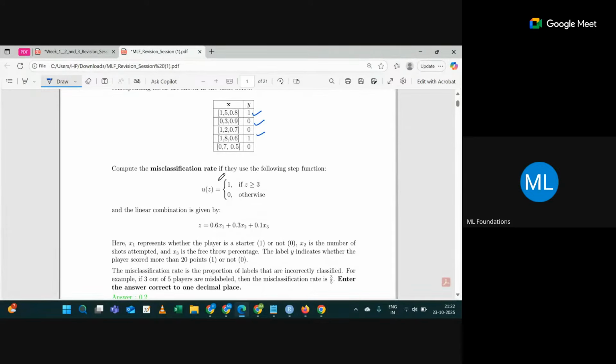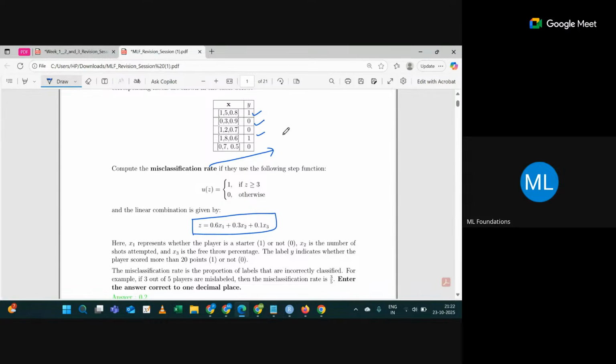So we have to compute the misclassification rate if they use the following setup. What is the U of Z? You have to take 1 if Z is greater or equal to 3, 0 otherwise. And Z is defined like this. First of all, what is the misclassification rate in case of this classification problem? What is the formula? I would like to hear.